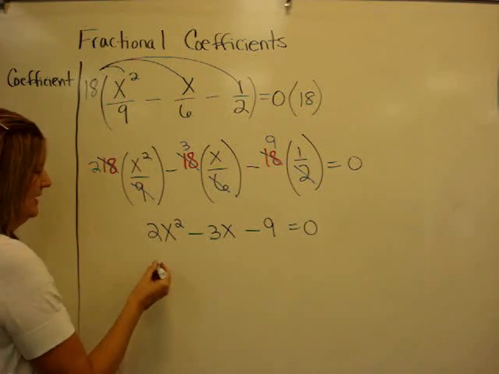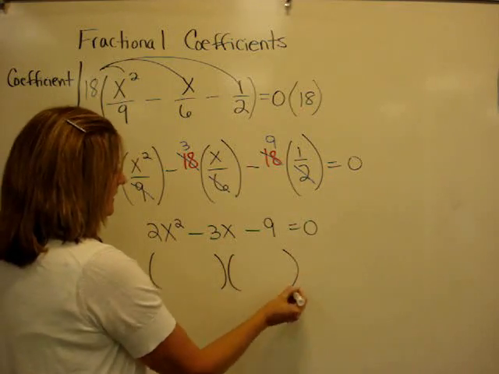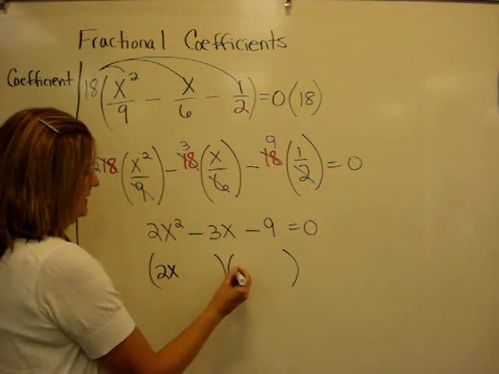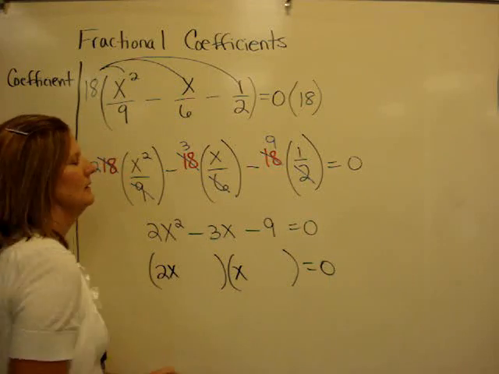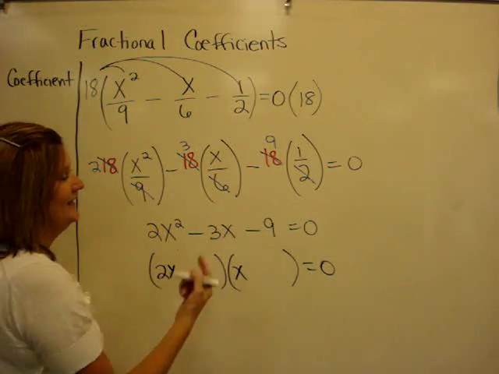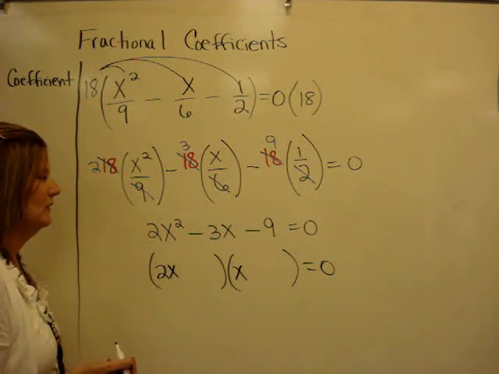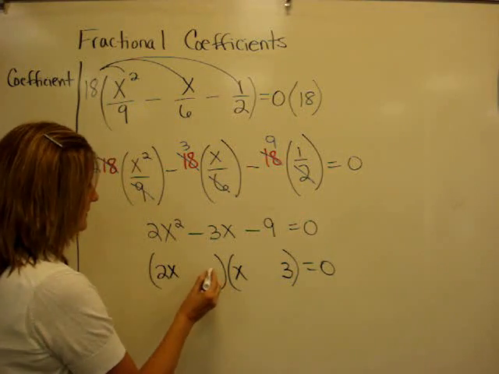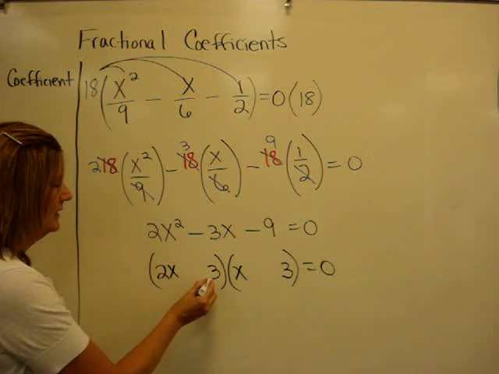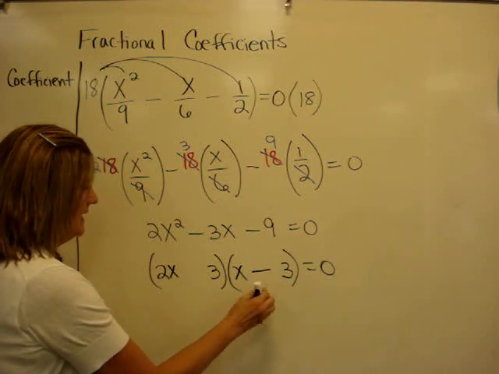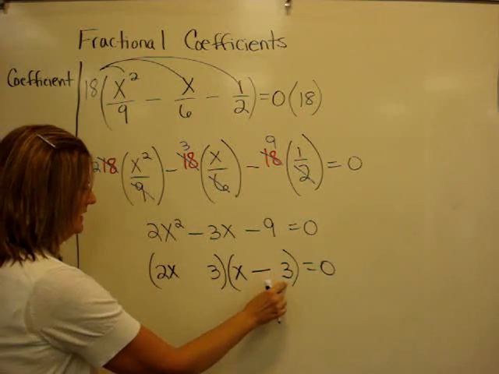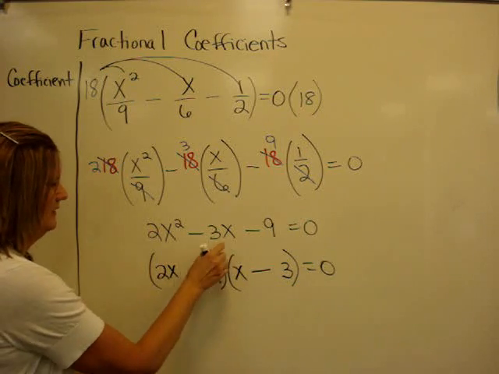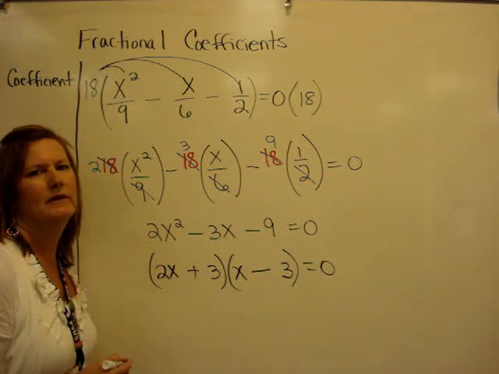Okay, let's go ahead and factor that. So I have 2x and x. And my 9, it could be either 9 and 1 or 3 and 3. I'm thinking 3 and 3 look pretty good. So I'm going to do 3 and 3. And one of them is going to be negative. When I multiply these two together, that's going to give me a negative 6x. And I want a negative 3x, so this must be positive.